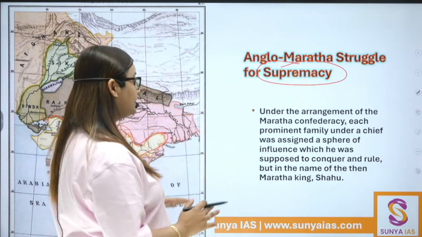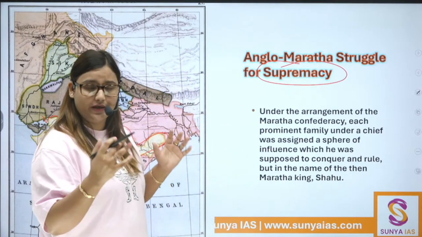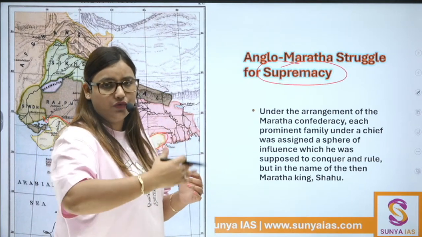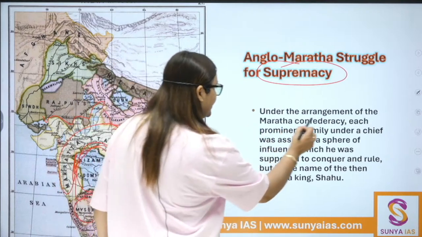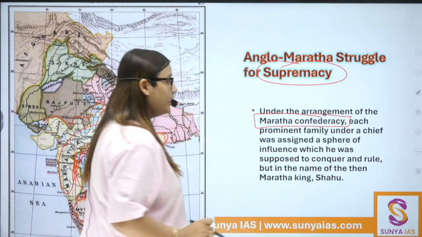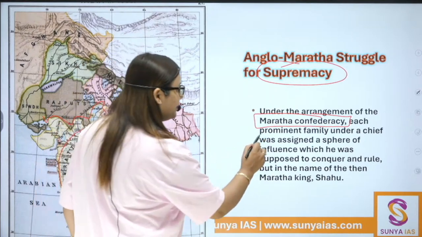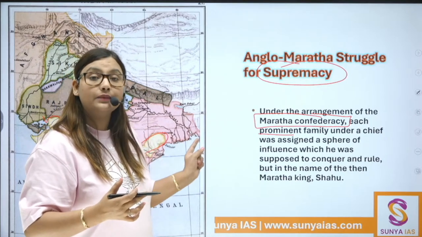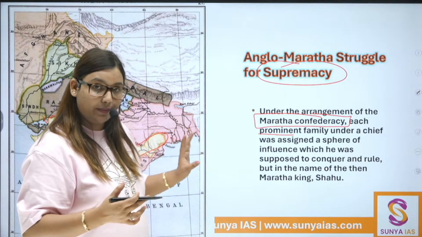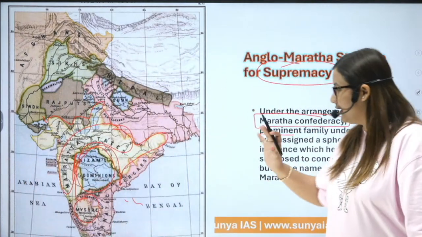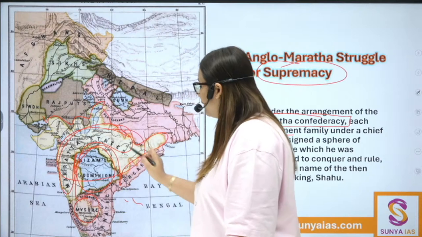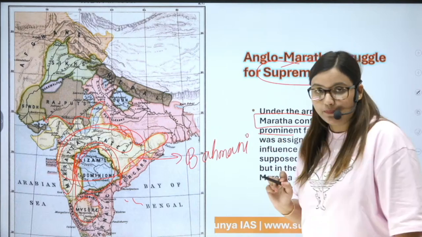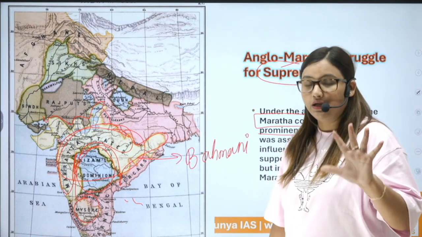Now Marathas had this big arrangement, and they made this confederacy where they divided the Maratha state into a few parts. Under the arrangement of the Maratha confederacy, each prominent family, meaning powerful family. Powerful family means what? Marathas used to work under the Deccan Sultanate. If you remember, I told you the story of medieval India. During medieval India, we had the Bahamani kingdom here, and the Bahamani kingdom disintegrated into five sultanates, the Deccan Sultanate.